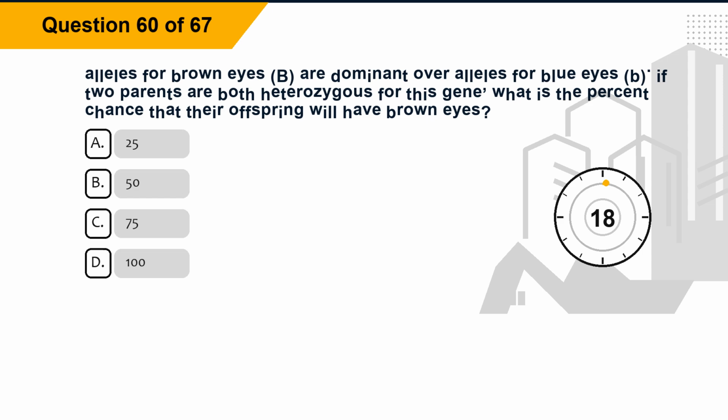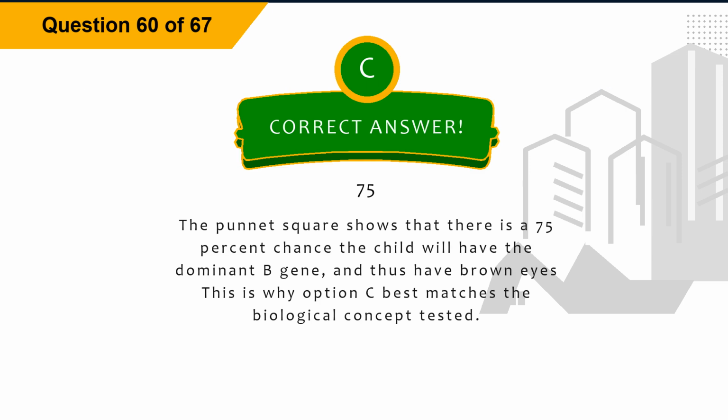Question 60. Alleles for brown eyes, B, are dominant over alleles for blue eyes, b. If 2 parents are both heterozygous for this gene, what is the percent chance that their offspring will have brown eyes? Option A, 25. Option B, 50. Option C, 75. Option D, 100. The correct answer is option C, 75. Explanation. The Punnett square shows that there is a 75% chance the child will have the dominant B gene, and thus have brown eyes. This is why option C best matches the biological concept tested.